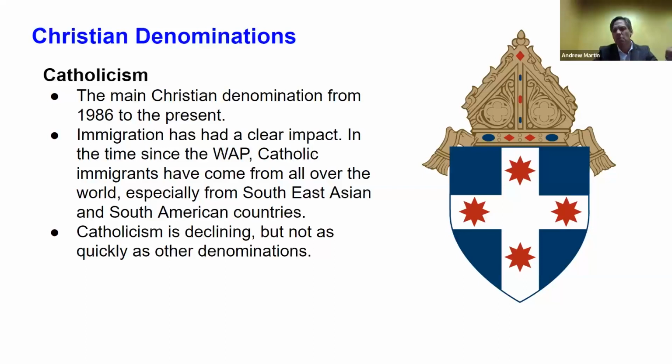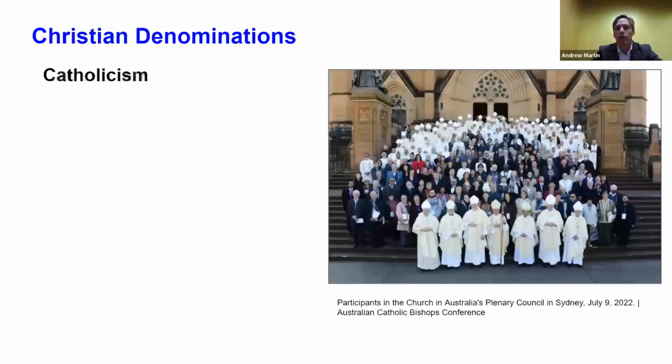So Catholicism is declining along with all of Christianity, but not as quickly as some of the other denominations, not as quickly as Anglicanism, thanks in part to the power of this immigration. And you'll see that in the stats. The census gives us numbers to prove what we can sort of see happening with the religious landscape.